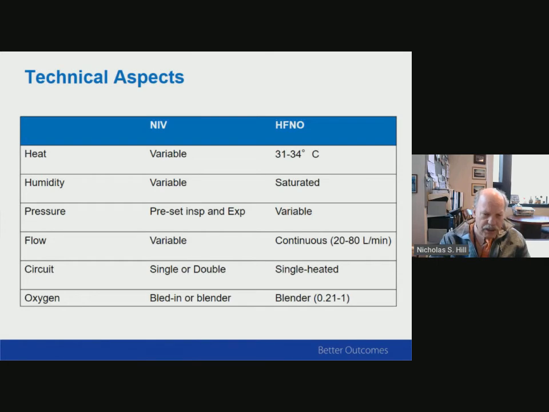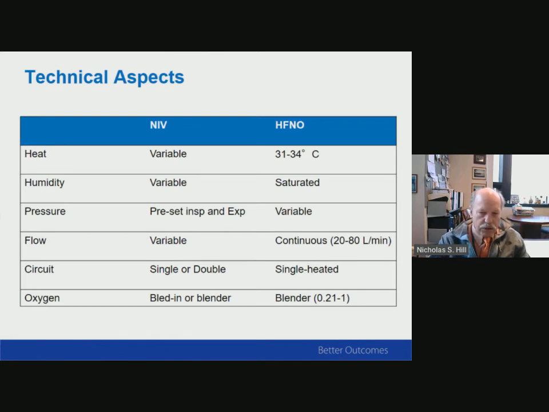But perhaps the major difference between NIV and high flow, at least with regard to their physiologic actions, is that non-invasive ventilation is preset inspiratory and expiratory pressure. And when used to treat respiratory failure non-invasively, I generally include CPAP here as well. But it's about the pressure. And with regard to flow, it's variable with non-invasive pressure-limited approaches because the flow varies to maintain the preset pressures.